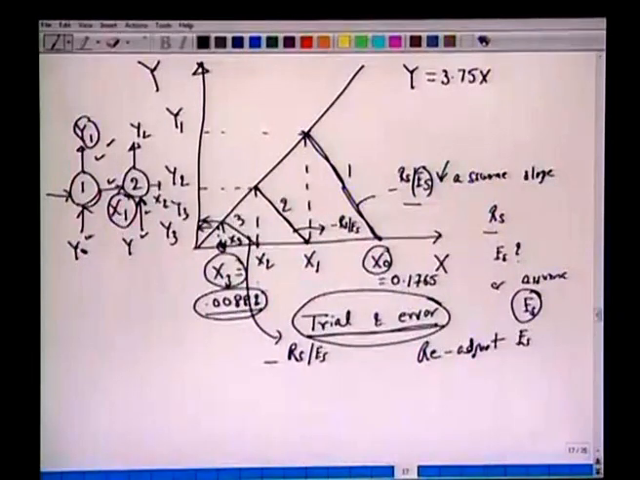More important to note here is that this is a trial and error problem, which you will encounter whether you solve graphically or by writing down the equations. There also you will have the same problem. You will have to assume some values of Es, etc., to solve those 3 equations.